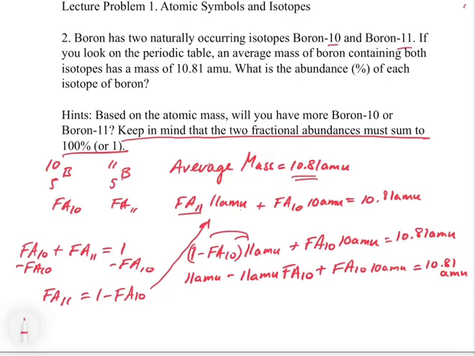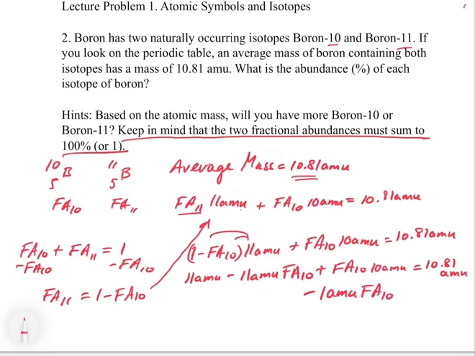And so now we can combine terms. So we have 11 AMUs times the fractional abundance of 10, and we have 10 AMUs times the fractional abundance of 10. So these are the same set of variables. And when we add these together, we basically have minus 11 plus 10, which equals minus 1 AMU times the fractional abundance of 10.